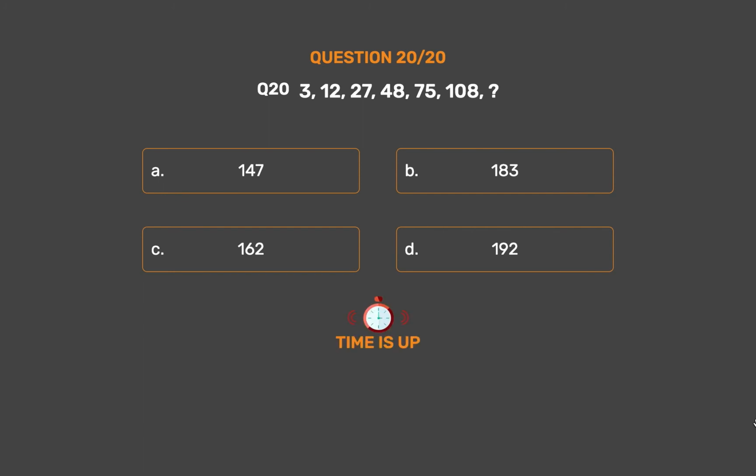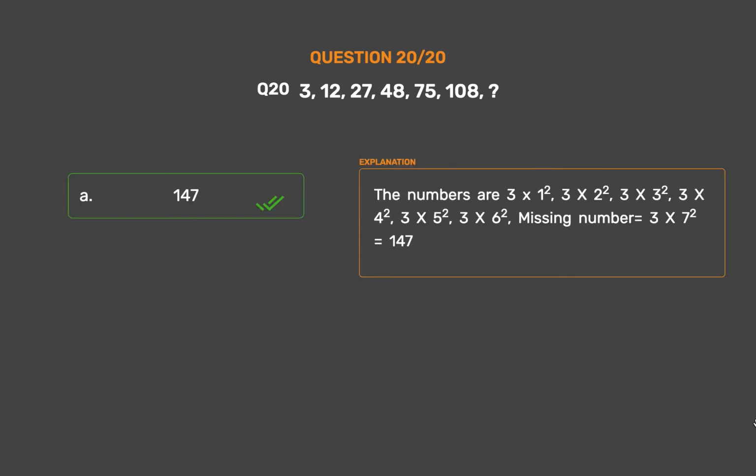The correct answer is Option A, 147. The numbers are 3 by 1 squared, 3 by 2 squared, 3 by 3 squared, 3 by 4 squared, 3 by 5 squared, 3 by 6 squared. Missing number equals 3 by 7 squared equals 147.